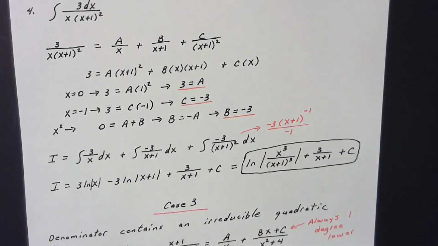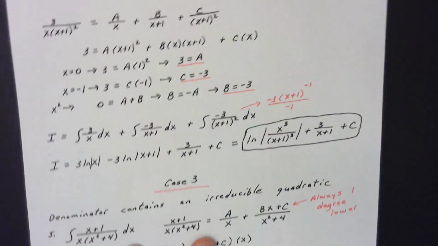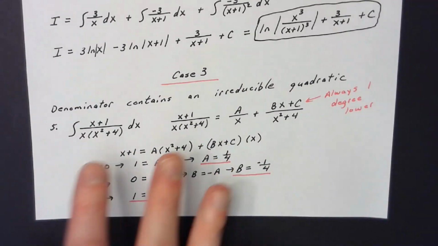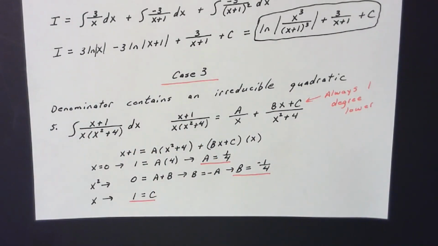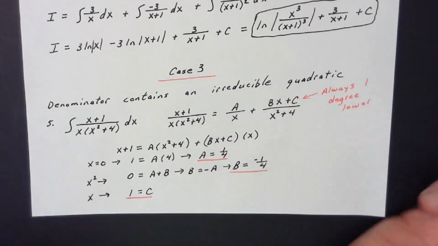Now, we've worked through 2 cases. The next case, and this is where students really usually start to struggle on these. Case 3 is when the denominator contains an irreducible quadratic. So an irreducible quadratic is something that cannot factor. And remember, sum of squares is not factorable in the real number system. So your x squared plus 9, x squared plus 4, things like that.